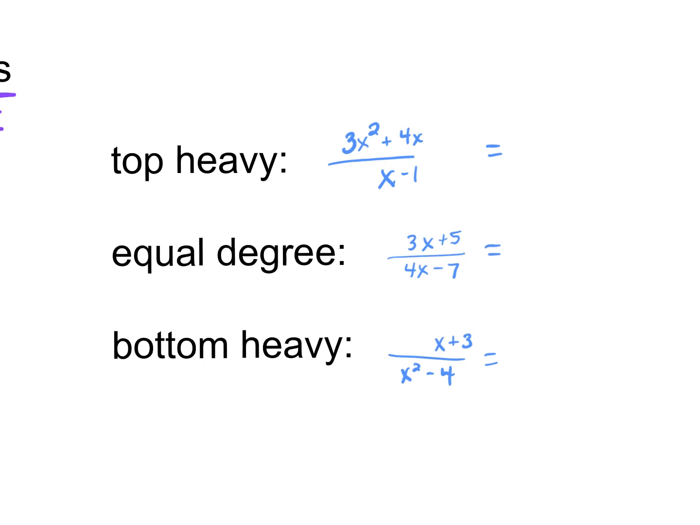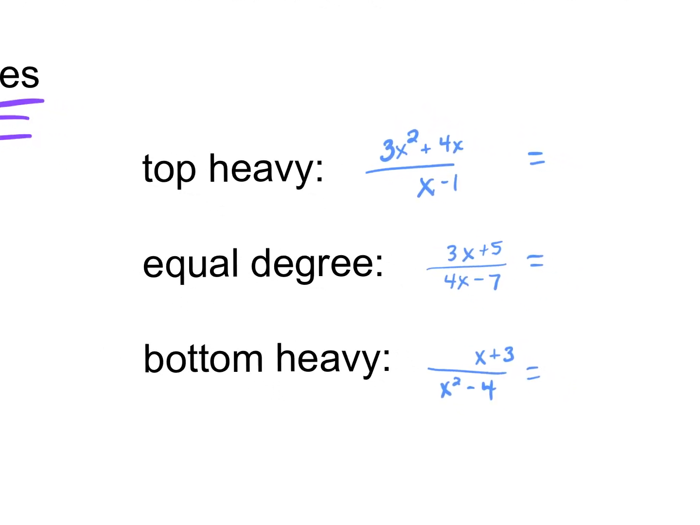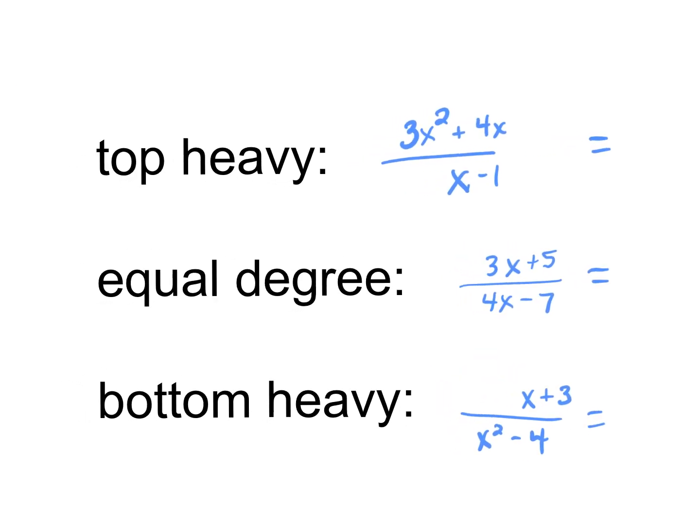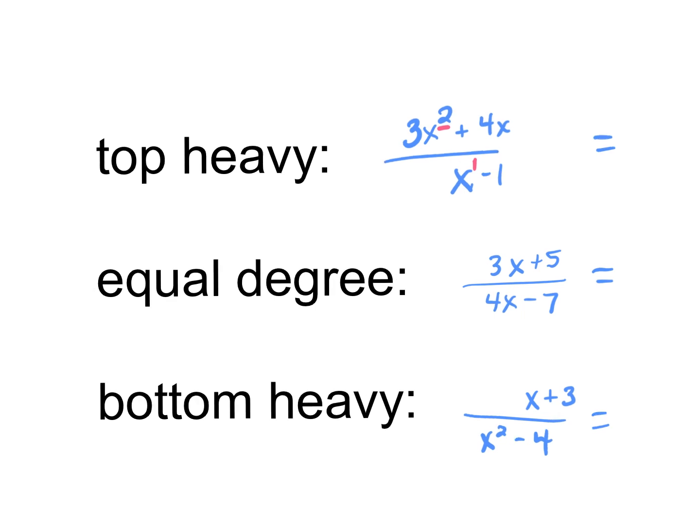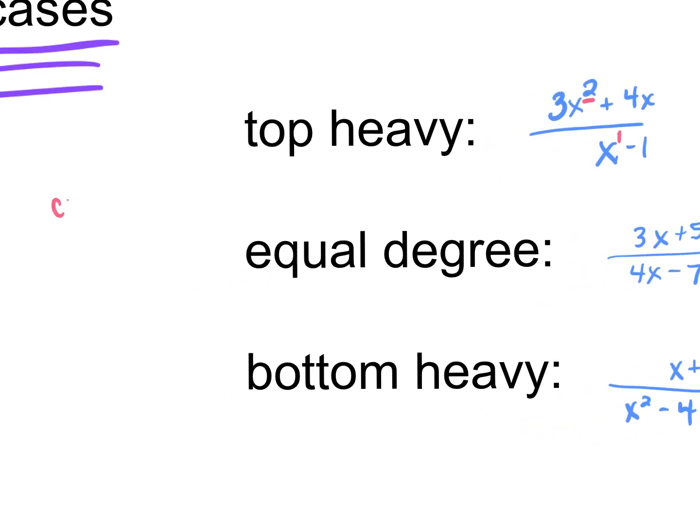If we have a situation where the degree of the numerator is greater than the degree of the denominator, then that's what's referred to as top heavy, because this degree is greater than this degree, which is understood to be 1. So in that particular situation, what I'm going to suggest that you do is compare leading coefficients, and we're going to do that for every situation. So this is how I like to think about it.